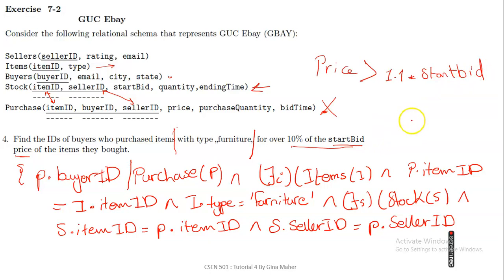Since the price is an attribute in purchase and start bid is an attribute in stock, we are going to write it as follows, where P dot price greater than 1.1 times S dot start bid.